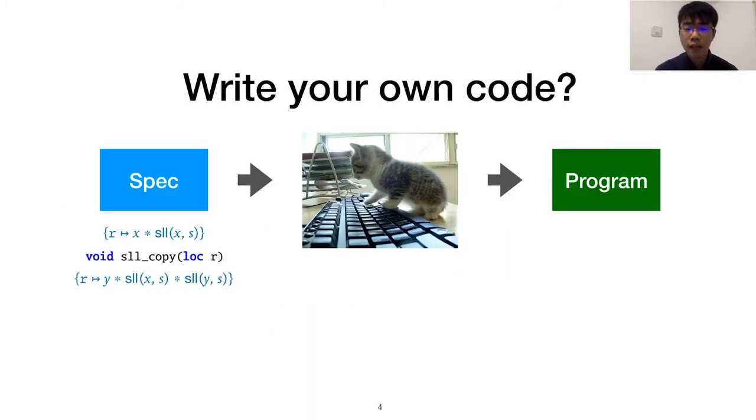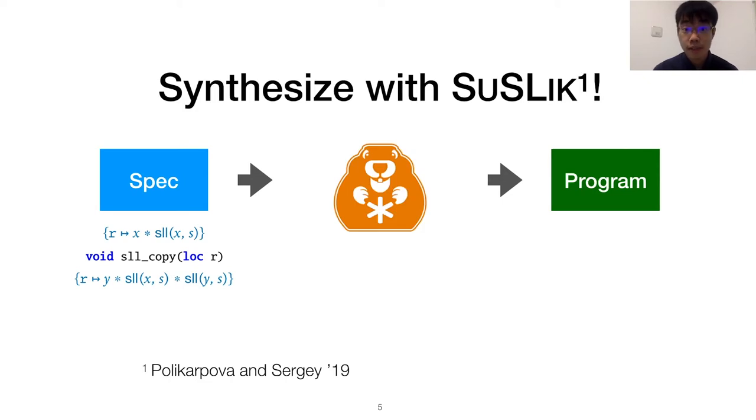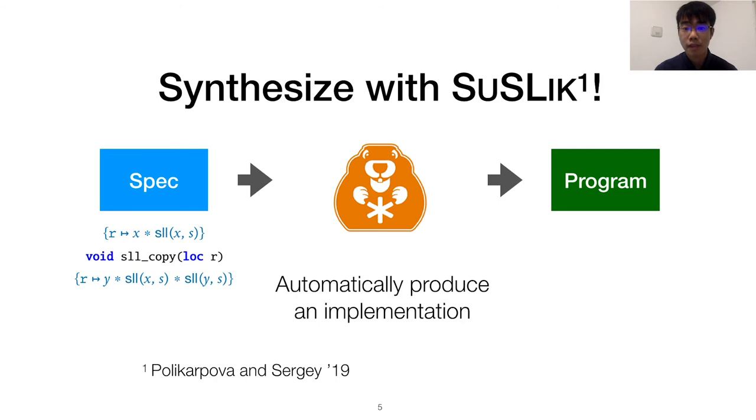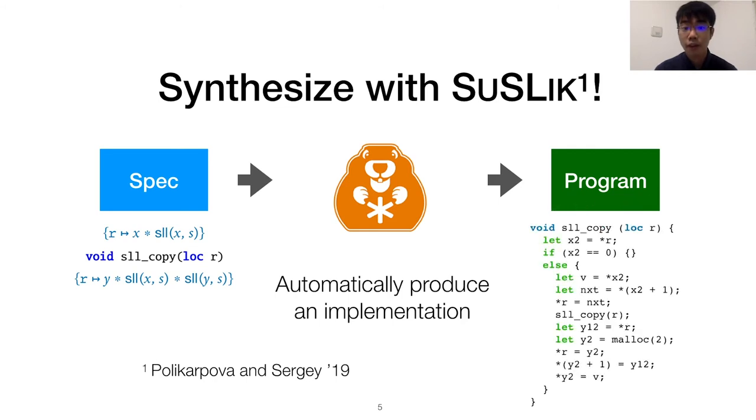At this point, any other developer would roll up their sleeves and start coding. But you know better than that. Instead, you feed the specification to Suslik, a program synthesizer that can automatically produce an implementation from a user specification. And voila, you get a list copying program.